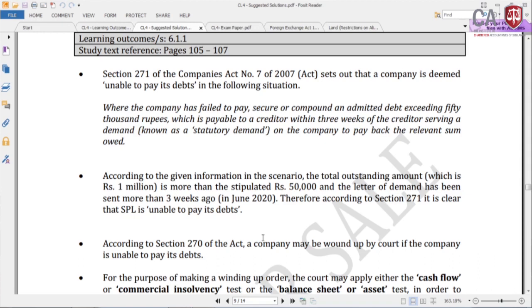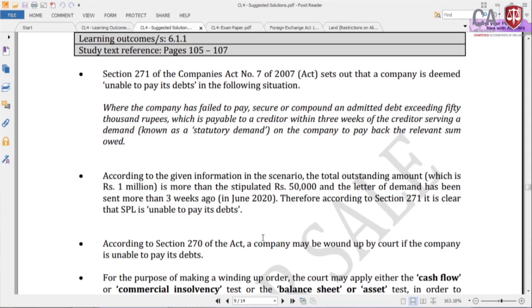According to the information given in the scenario, the outstanding amount, which is 1 million rupees, is more than the stipulated 50,000 rupees, and the letter of demand was sent more than 3 weeks ago, in June. So, the relevant requirements are fulfilled. Therefore, according to section 271, it is clear that SPL is unable to pay its debts.